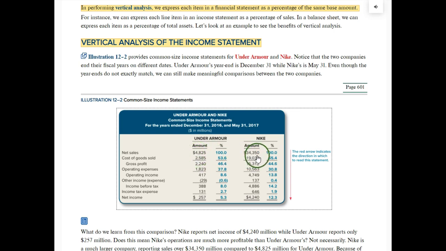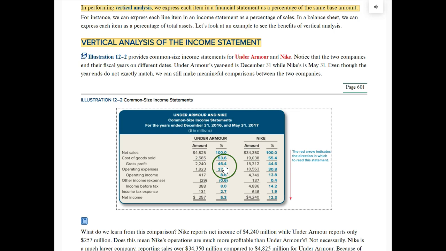Here are the numbers for Nike. Nike is way up there at $34.3 billion in sales. And its net income is $4.24 billion. Whereas Under Armour, its net income is only $257 million. I say only, well, that's still a lot of money, but compared to Nike, it's a much smaller company. What these percentages will do is allow you to see various things about the different numbers here.